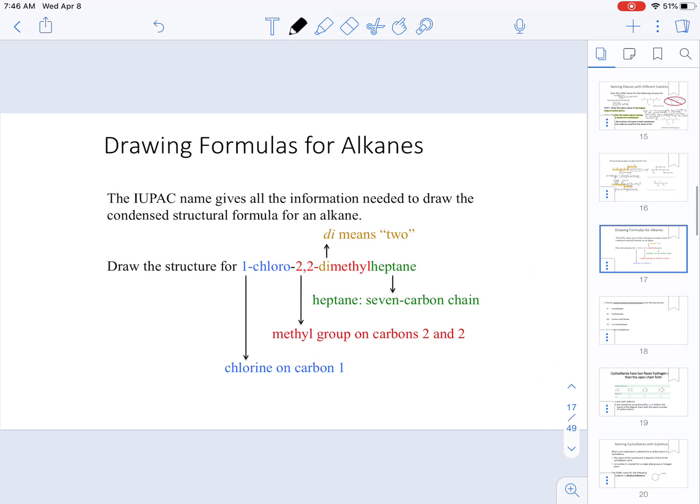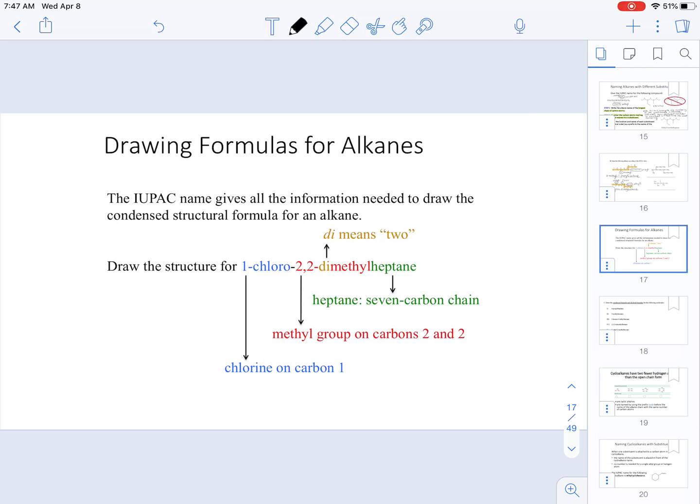Now let's practice, if you are given a name, how we are going to draw a structure. So we just learned to go from structure to name. Now we are going to reverse the process. As you can see, we have the following name: 1-chloro-2,2-dimethyl-heptane. Let's break down what the name is referring to. The 1-chloro tells you that there's a chlorine on carbon 1. The 2,2-dimethyl means that there are methyl groups on carbon 2, and there's actually 2 of them. And then our longest carbon chain, because it is a heptane, has 7 carbons in a row.